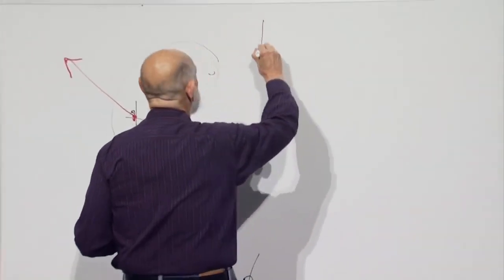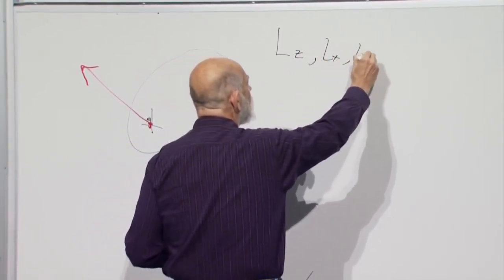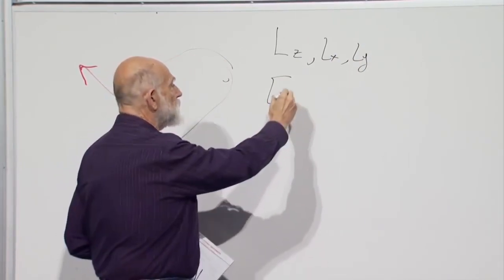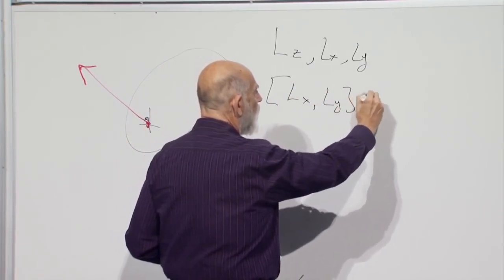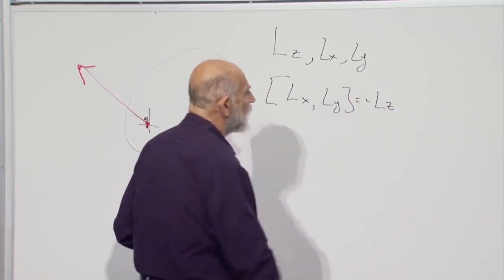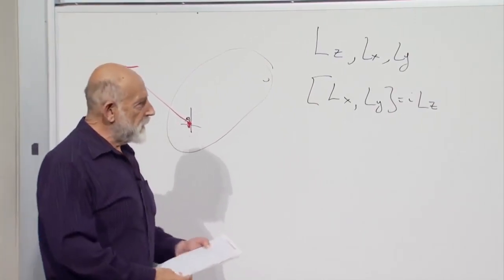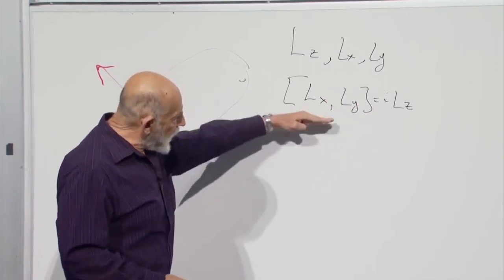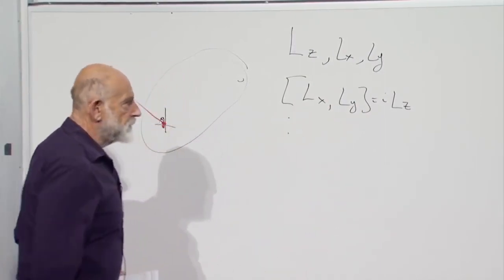We started with the angular momentum operators, Lz, Lx, Ly. We found out that they have certain commutation relations. Lx with Ly equals i Lz. There are h bars in here, but I'm not going to belabor them. I don't care about them right now. Lx, Ly equals i Lz, and cyclic permutations.